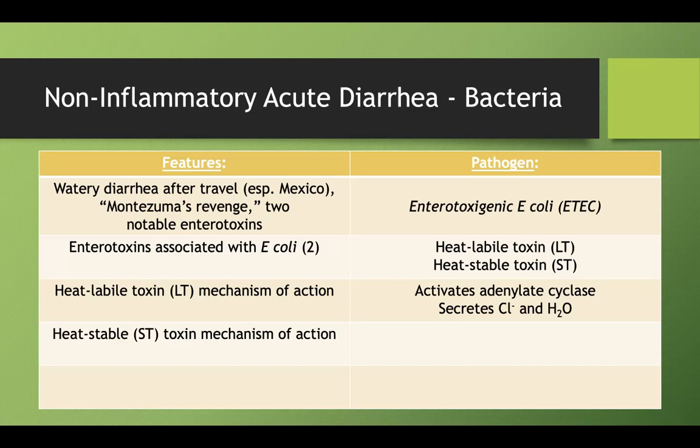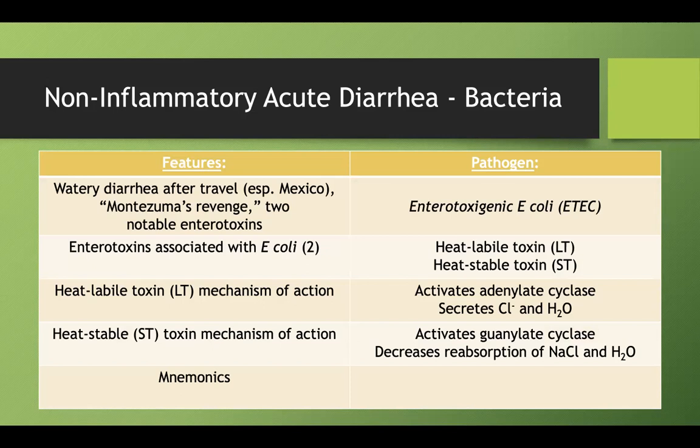On the other hand, the heat stable toxin mechanism of action is a little different. This will activate guanylate cyclase. And if you activate guanylate cyclase, it'll actually decrease your ability to reabsorb sodium chloride and water, so it'll be stuck in the GI lumen. In both of these cases, you'll get diarrhea, but for different reasons.